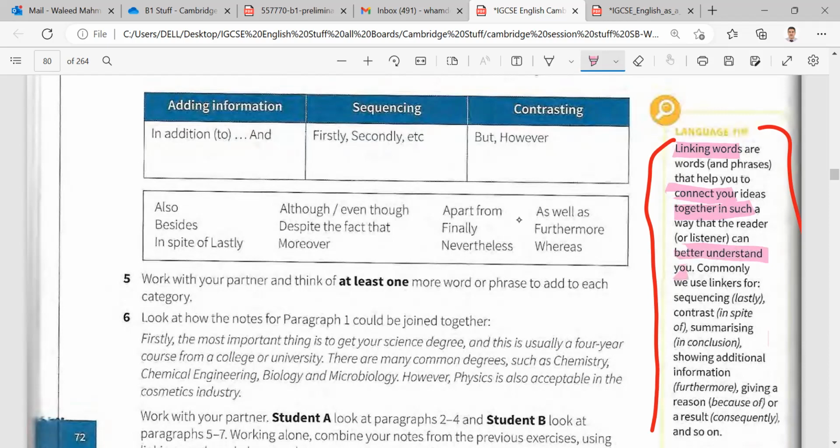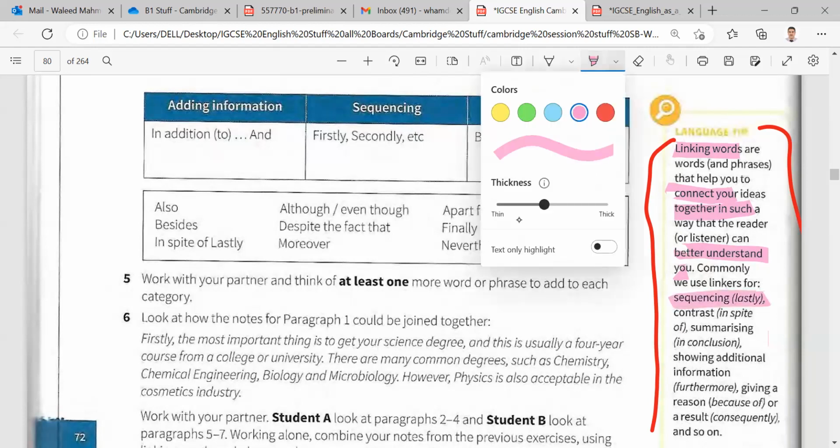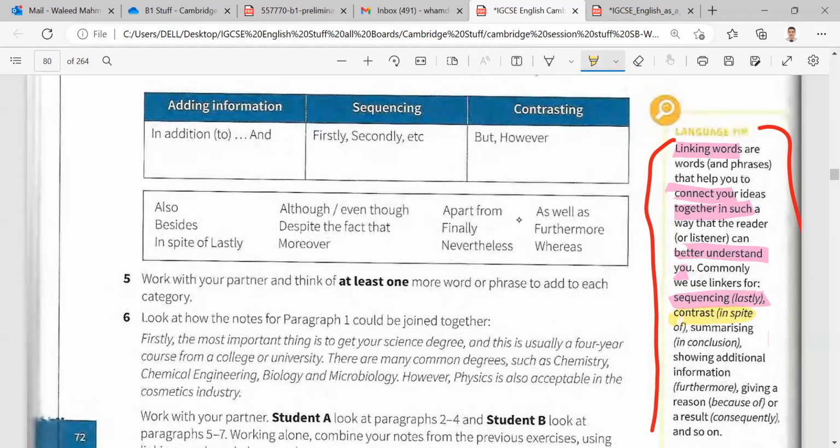So after writing two notes after each paragraph, step two is what? Try to connect each two notes together using a linker. How? The linker based on the two notes. Commonly, we use linkers for sequence, to show the order. What happened first? Firstly, secondly, lastly. Also, you can use linkers to show contrast. If the two notes that you have written are contrasting, opposite ideas, in this way, use in spite of or in contrast.